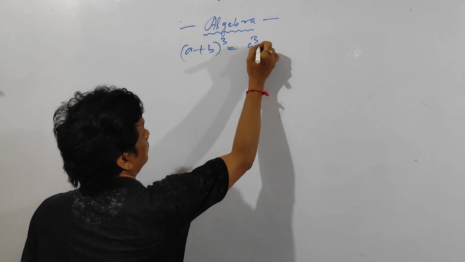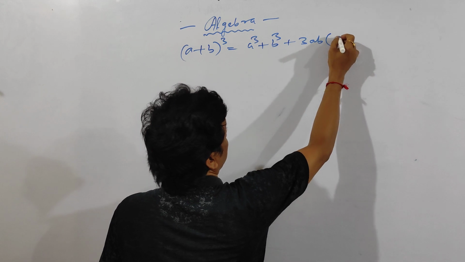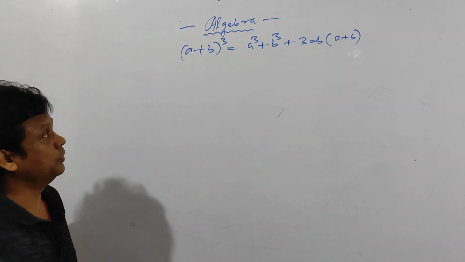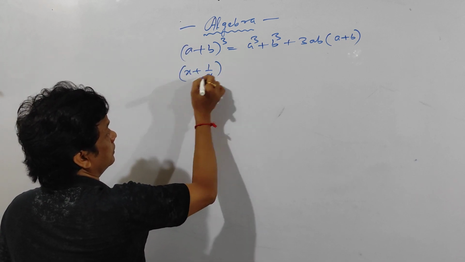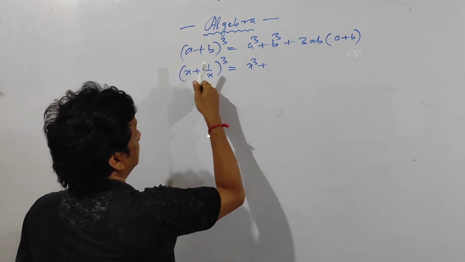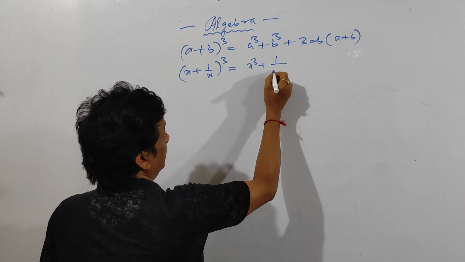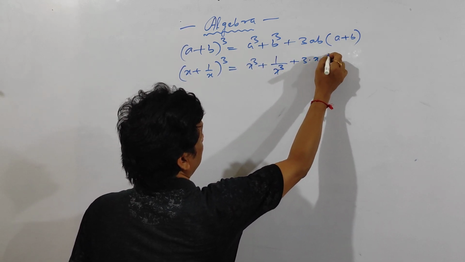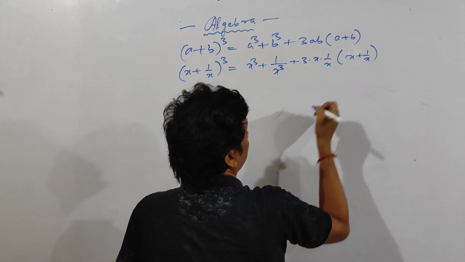It is a cube plus b cube plus 3ab into a plus b. So this is your formula for a plus b whole cube. And if I take x plus 1 by x, then what will be the formula? x cube. That means in place of a I am writing x, and in place of b I am writing 1 by x. So 1 by x whole cube means 1 by x cube plus 3 into x into 1 by x whole into x plus 1 by x.